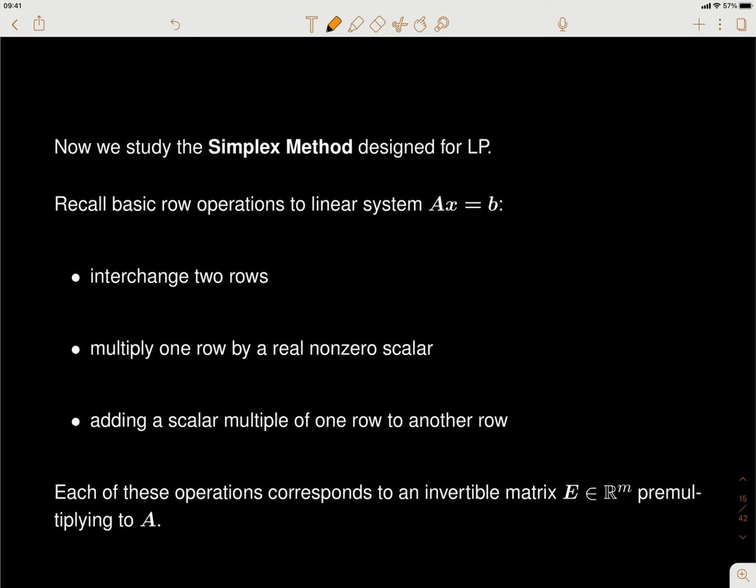Okay, the idea is that to study this, we first need to recall several basic operations that can be applied to the rows of a linear system Ax = b. This is one of the constraints we have in the linear program, which is given by this.